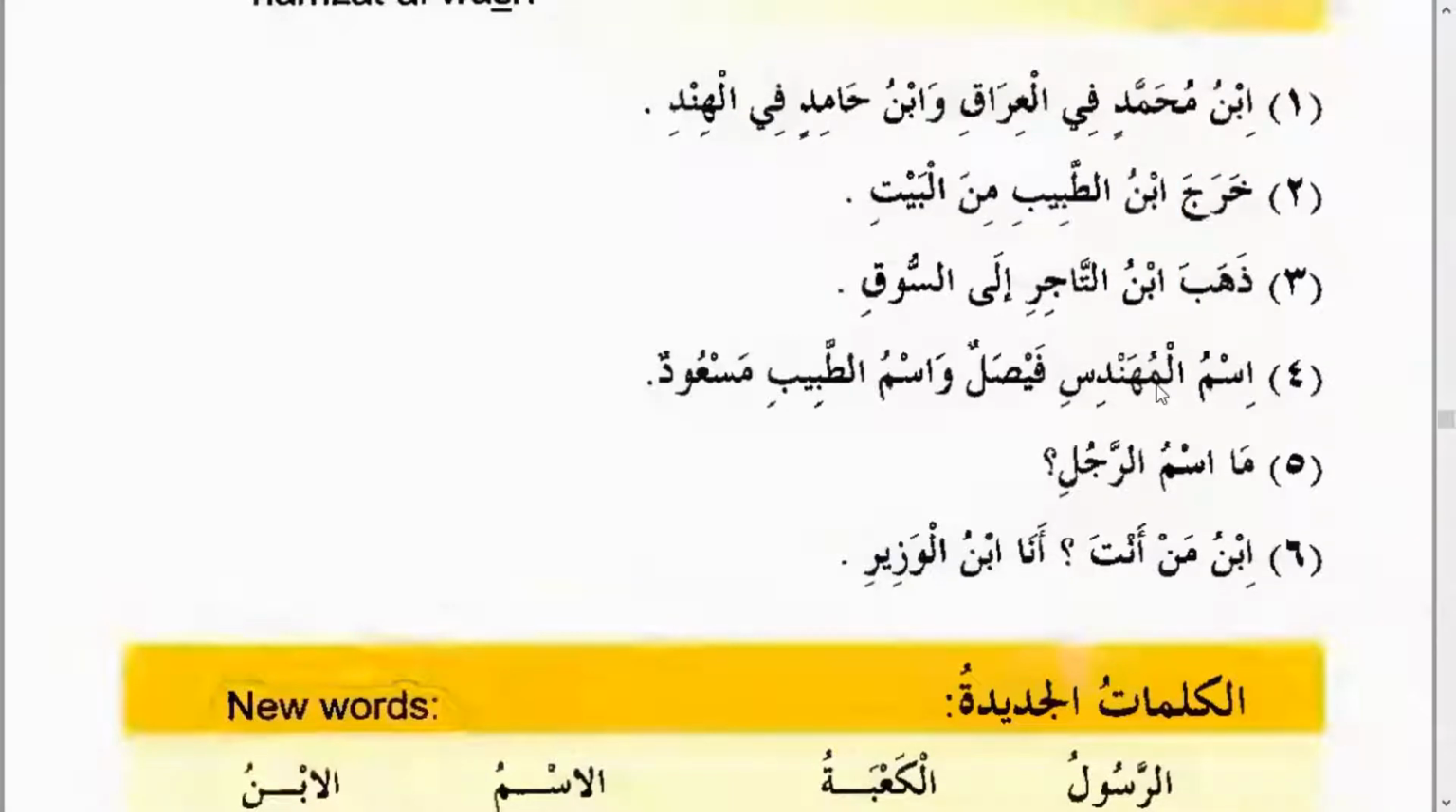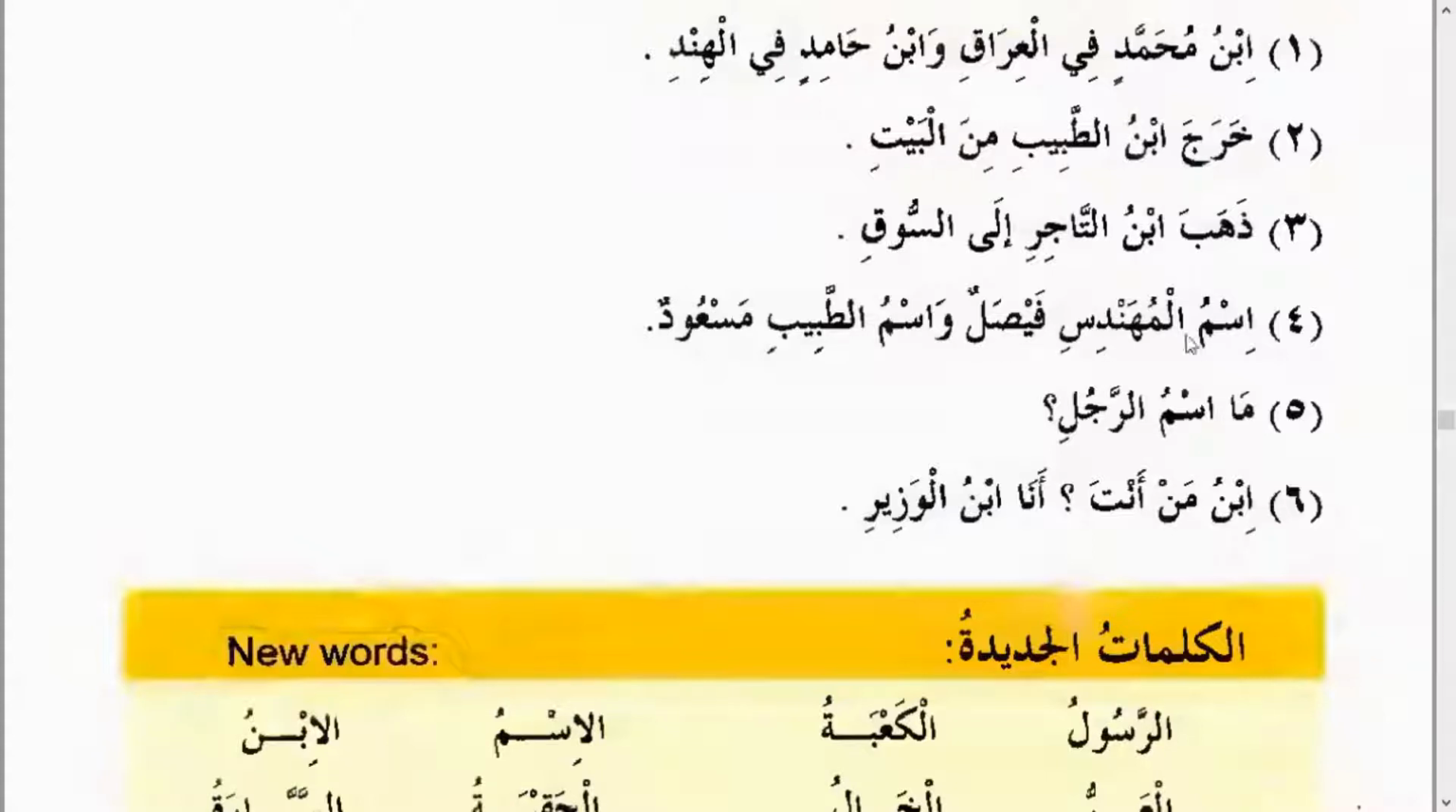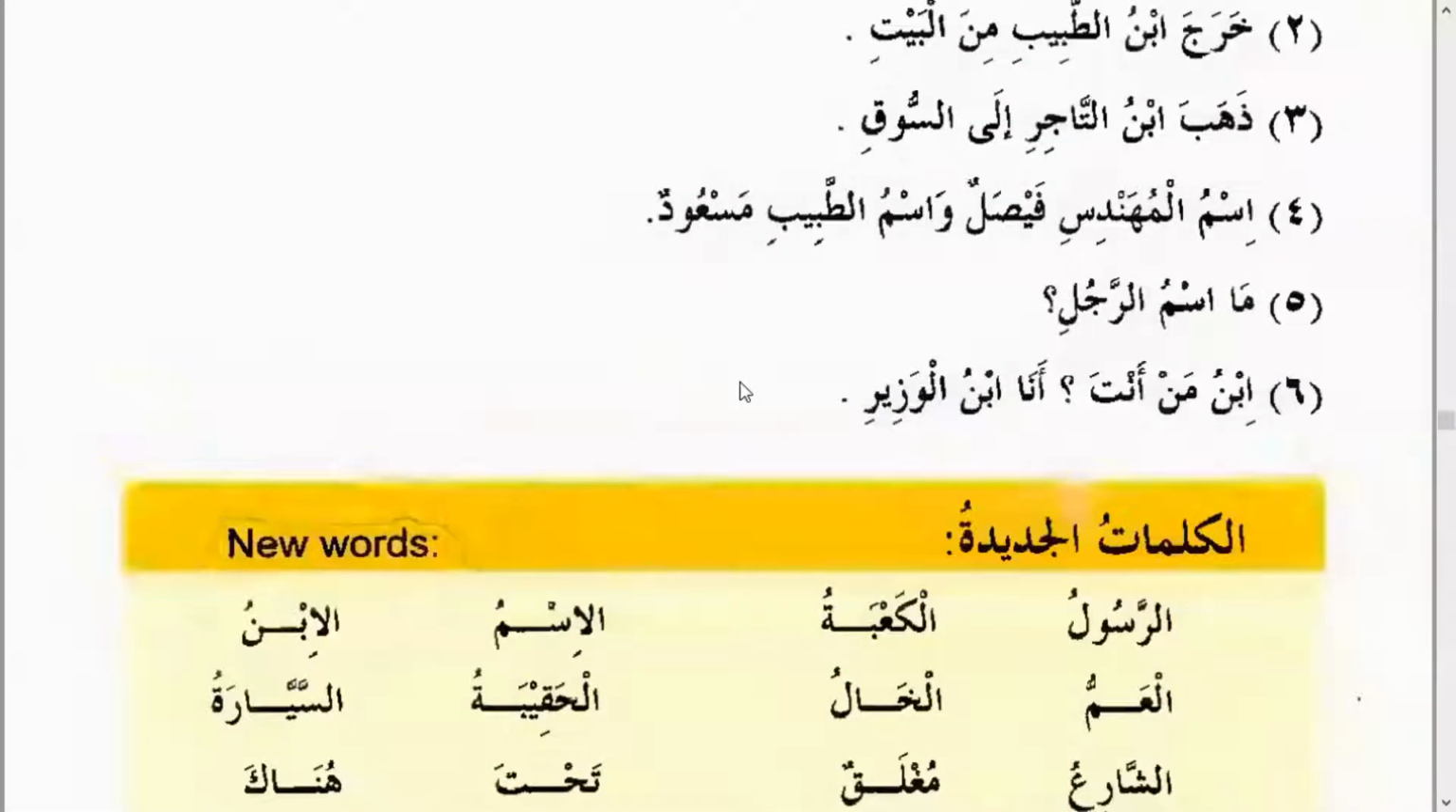Ismul muhandisi, the name of the engineer is Faisal. Faisalun. Ismul muhandisi, the name of the engineer is Faisal. Wasmut tabibi, and the name of the doctor is Mas'udun. Mas'ud. Mas'udun. Again, masculine name, that's why it gets a tanween. Masmur rajuli. See, I won't say ma ismur rajuli. Masmur rajuli. What is the name of the man? Ibnu man anta? Whose son are you? See, Ibnu man. That means whose. Whose son are you? Ana bnul waziri. I am the minister's son. Be careful again. Right? I'm the minister's son.